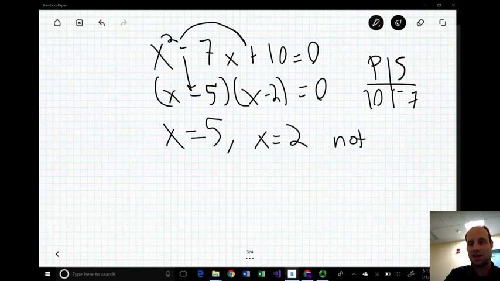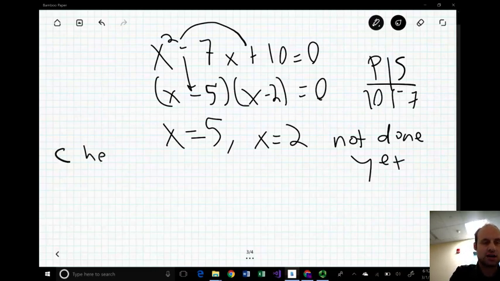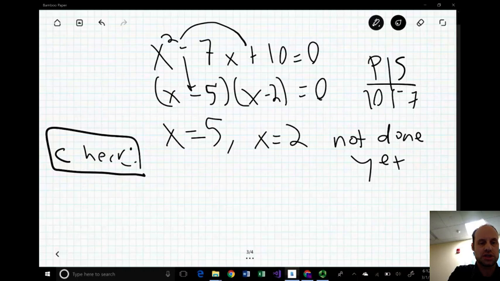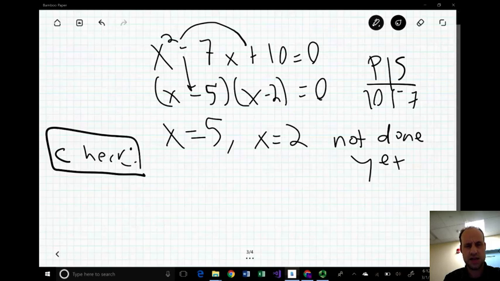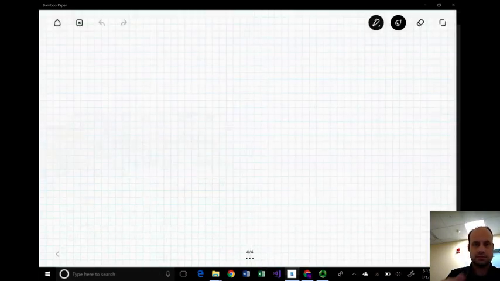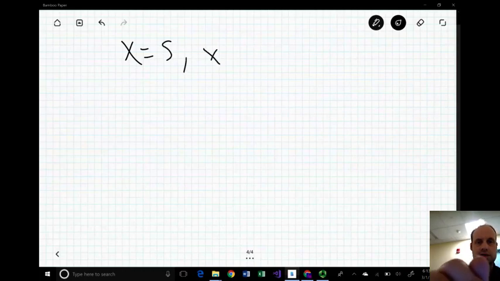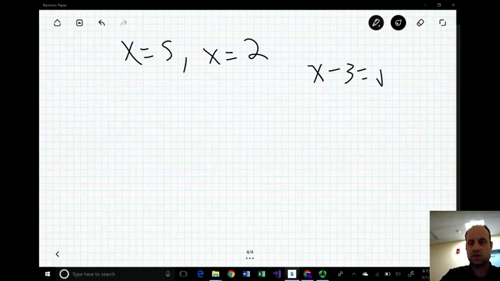Now, we're not done yet. All right, we have to, of course, check for extraneous solutions. That means solutions that are not really solutions, because when we plug them back into the original problem, it's a no solution. So we have x equals 5, x equals 2. Okay, so going back to the original problem, right? So x equals 5, x equals 2, right? And the original problem was x minus 3 equals the square root of x minus 1.